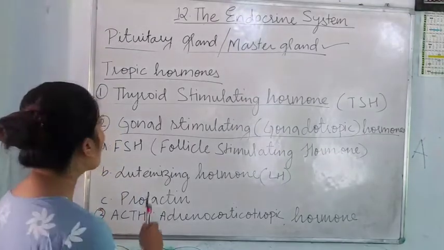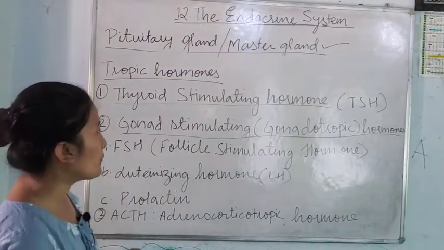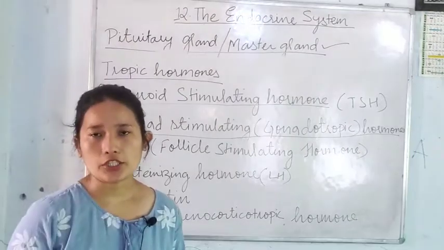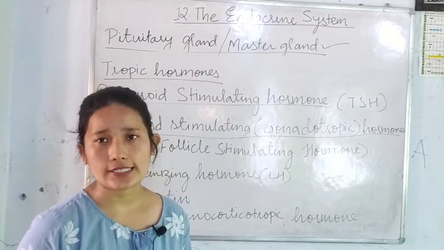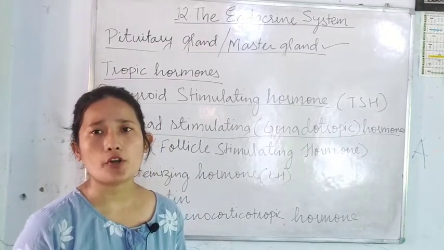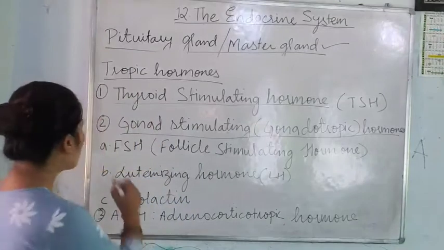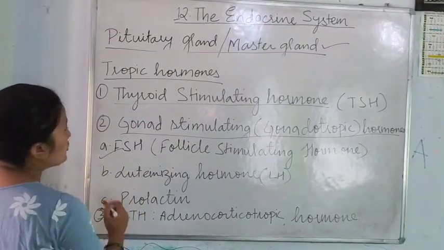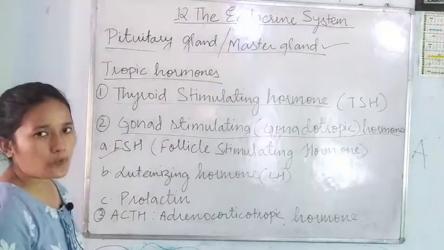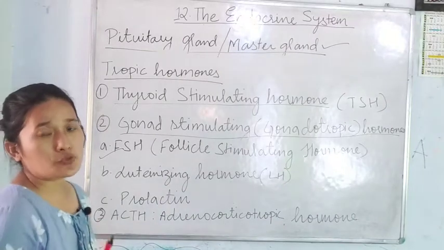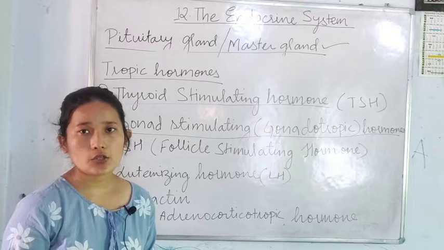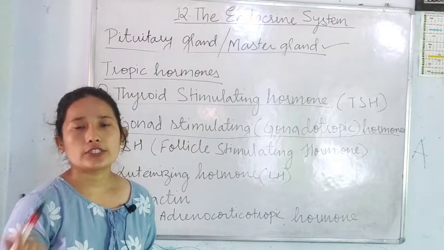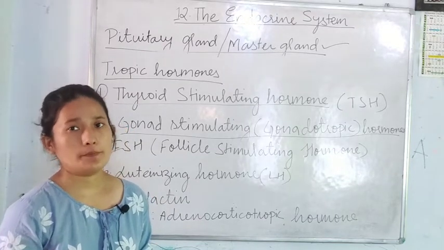Okay, now next one is your gonadotropic hormone or gonad stimulating hormone. It regulates the function of the gonads, that is ovaries and testes. Now under gonadotropic hormone you also have 3 different hormones. FSH, that is follicle stimulating hormone. So a follicle stimulating hormone regulates your ovaries to produce eggs. Okay, and your testes to produce sperm.